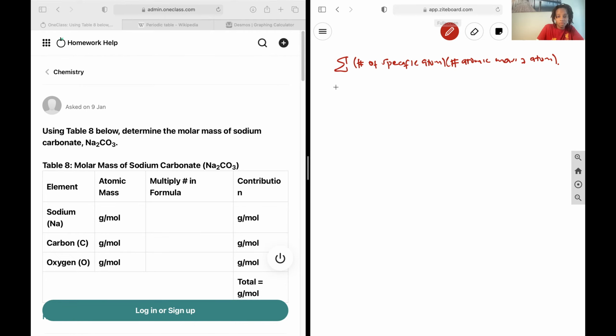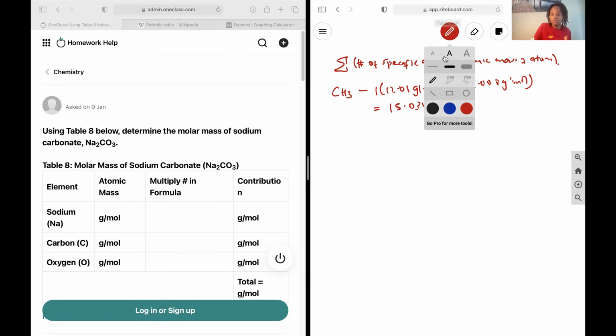Just as an example, if we had CH3, that would be 1 by 12.01 grams per mole plus 3 by 1.008 grams per mole. And that is going to give you the molar mass of CH3 as 15.034 grams per mole. A great way to do this is using this table that they've drawn up for us.